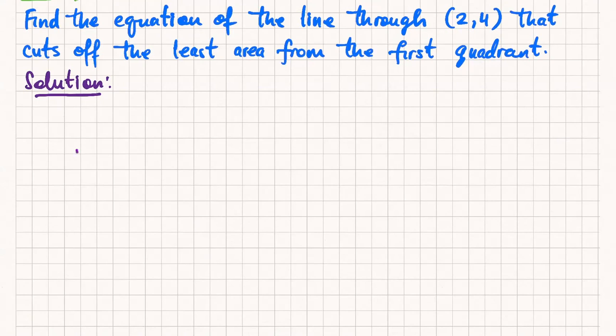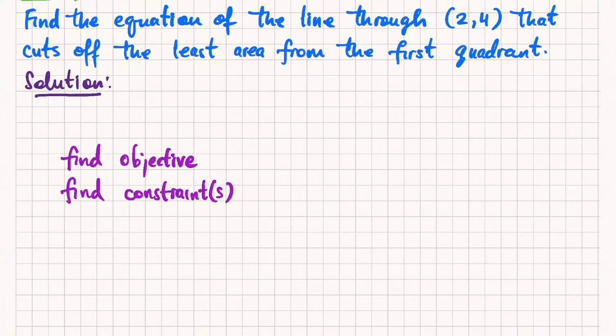Find the objective. Okay, what other steps do we need? Ayana says find the constraints. Possibly more than one, there might be more, so I'll say find constraints. Then put in terms of one variable. What do you mean, put what in terms of one variable? Put the objective in terms of one variable.